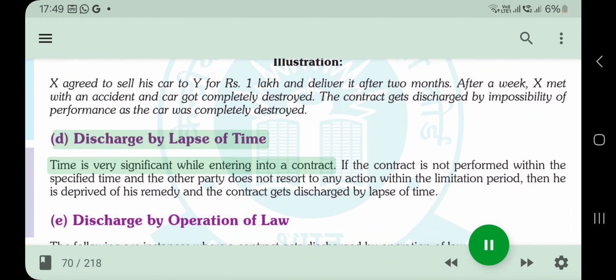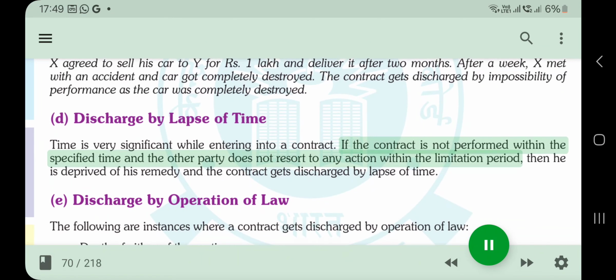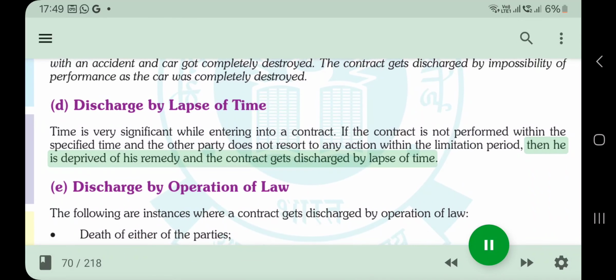D. Discharge by lapse of time. Time is very significant while entering into a contract. If the contract is not performed within the specified time and the other party does not resort to any action within the limitation period, then he is deprived of his remedy and the contract gets discharged by lapse of time.